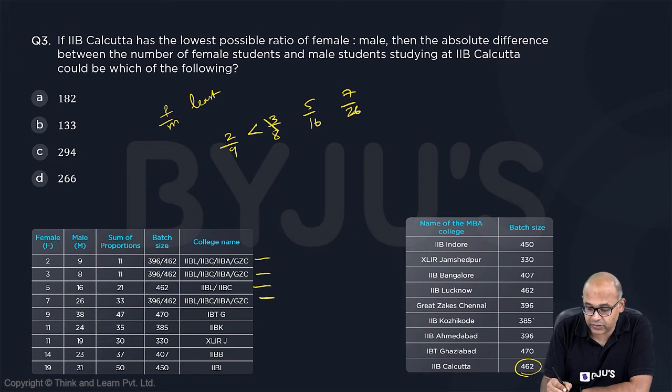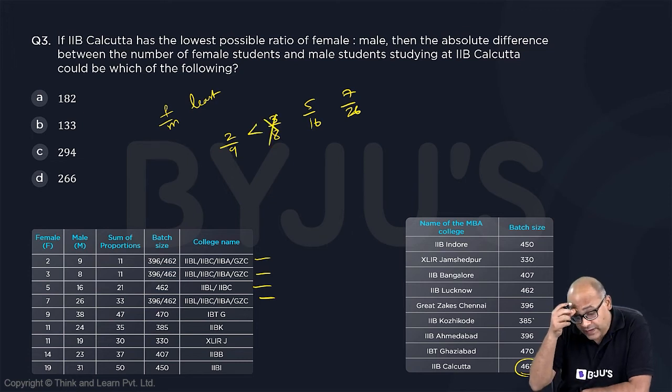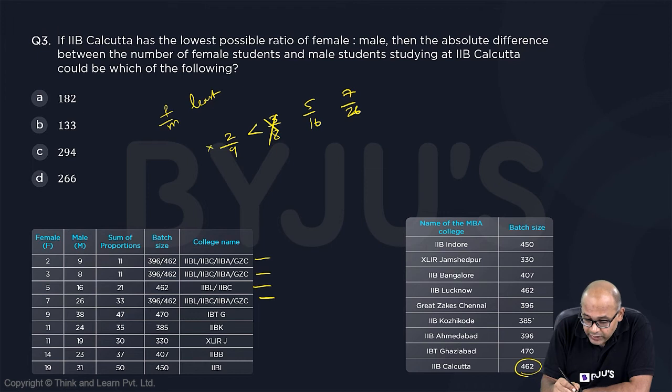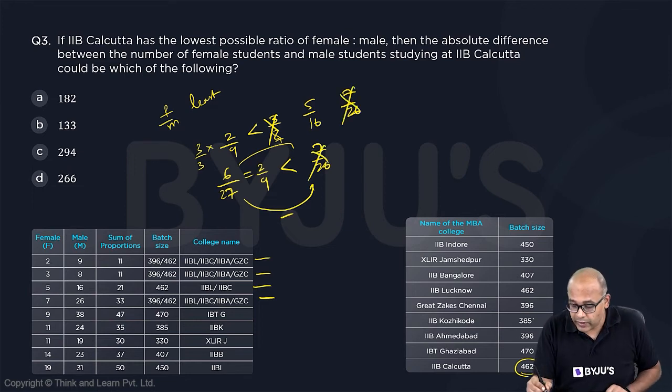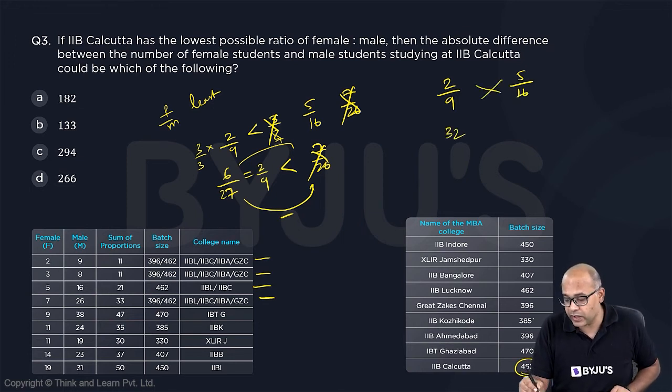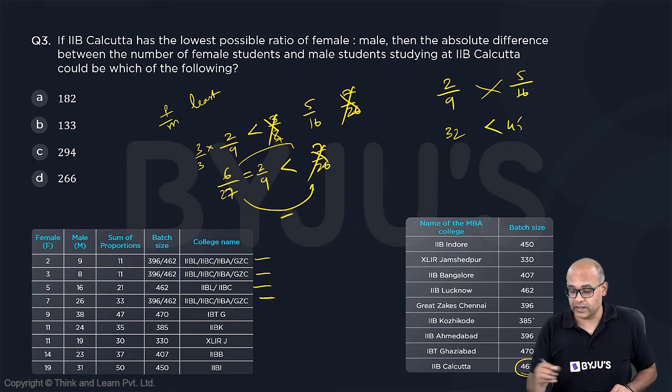Clearly, this is greater, so this is gone. Now 5 by 16, if you multiply by 3, is 6 by 27, which is equal to 2 by 9. Compare this with 7 by 26: the numerator is increasing whereas the denominator is decreasing. Clearly this has to be greater, so this is also ruled out. Now you are left with 2 by 9 and 5 by 16. Just cross multiply and see what happens. 16 2s are 32, 9 5s are 45. So it is greater than like this.